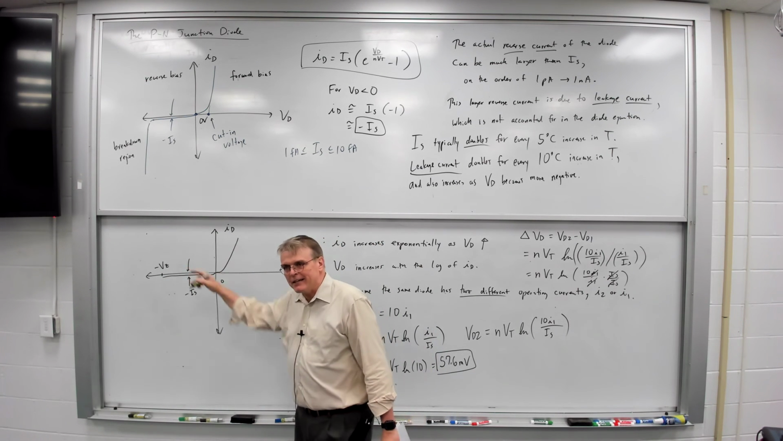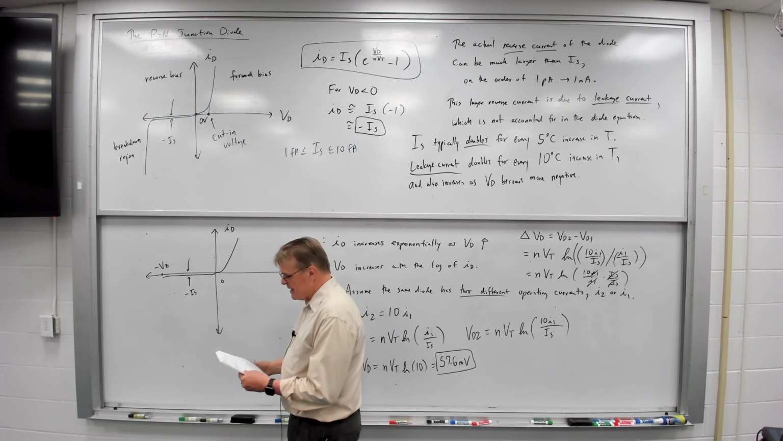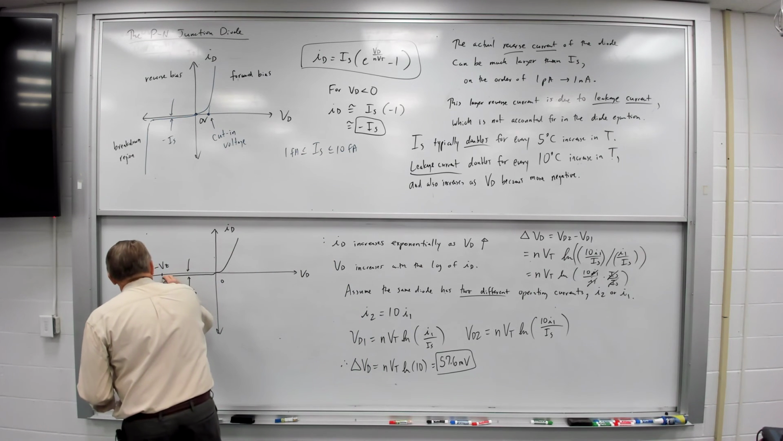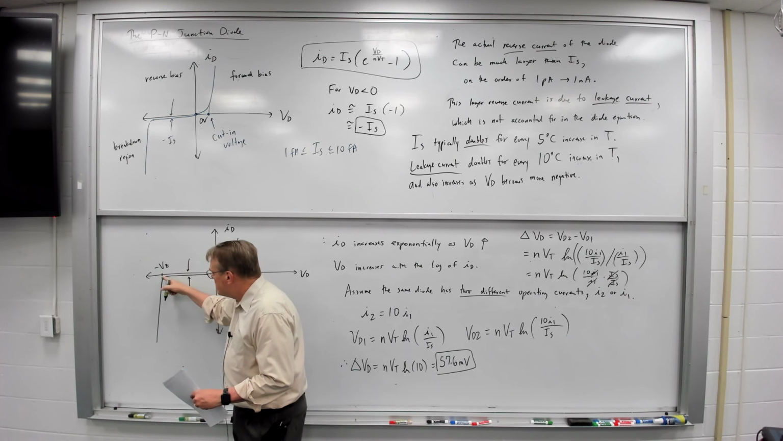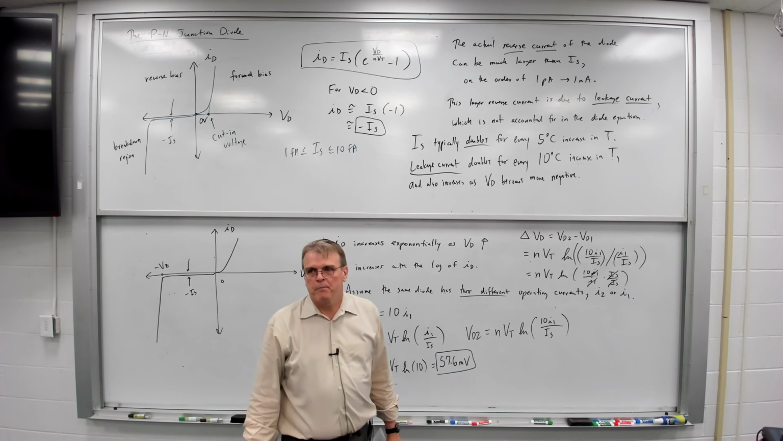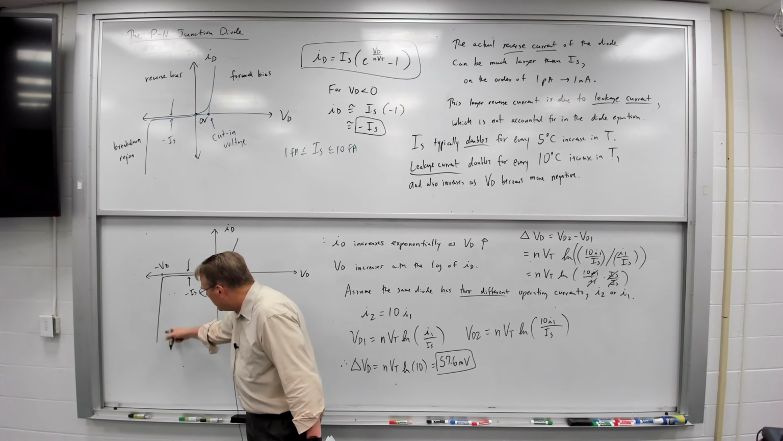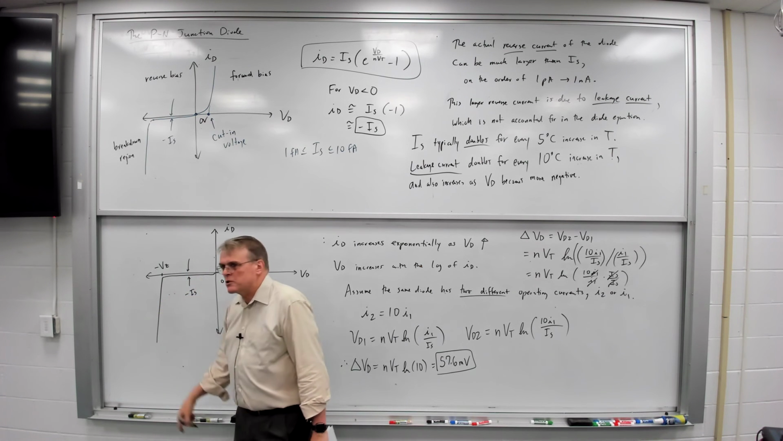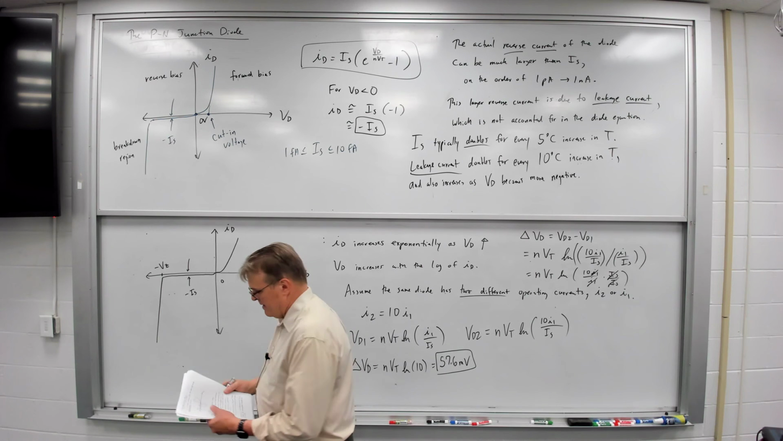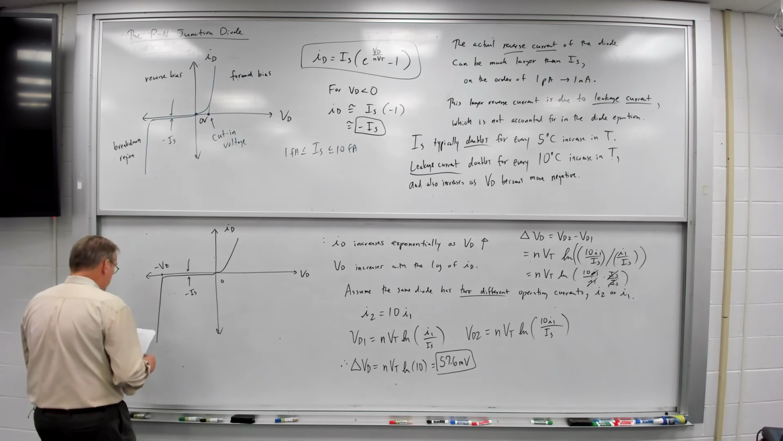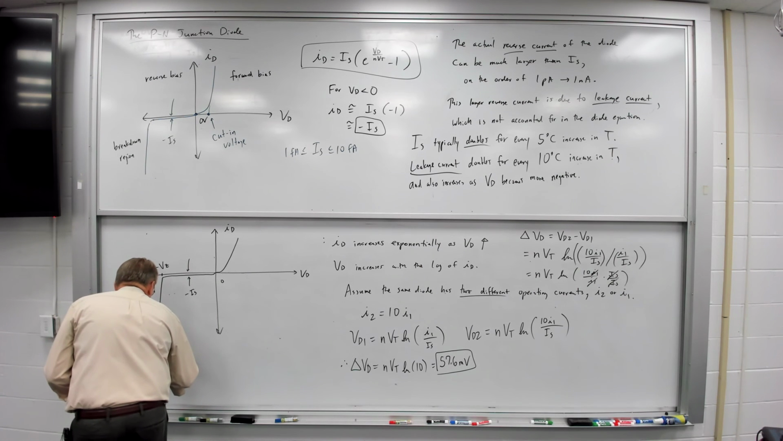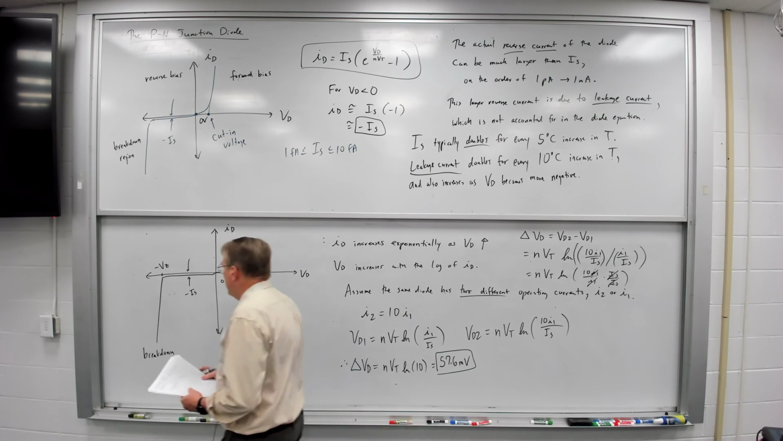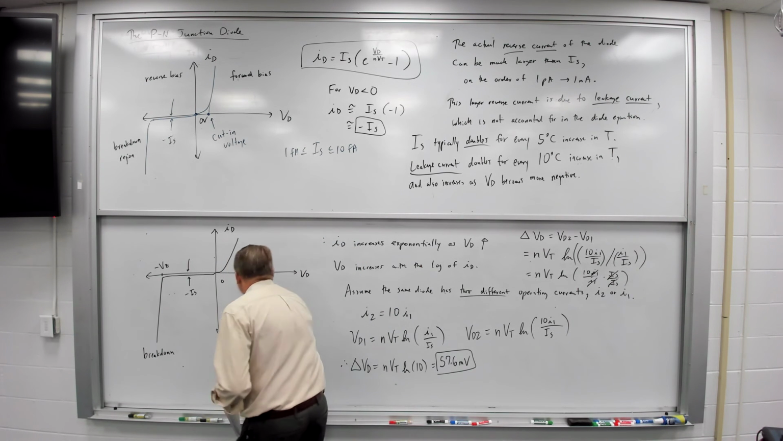Because VD is negative. And when we hit VZ, I'm going to see a very, very rapid increase in current as VD becomes more negative. This is not vertical. It is, however, a very large slope. So in this region, I'm in breakdown. VZ is our reverse breakdown voltage.